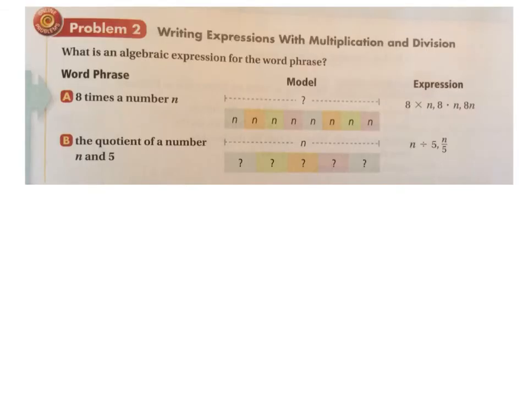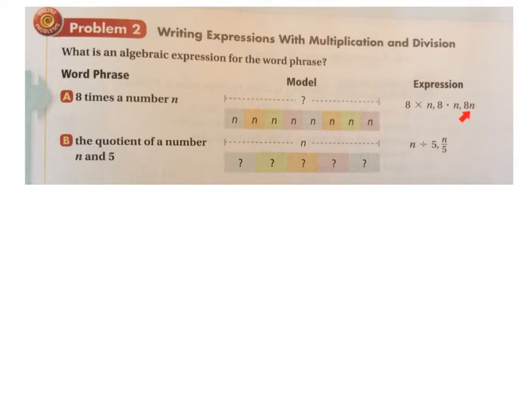Second example out of your book here in chapter 1, section 1. Write an expression with multiplication and division. Notice again we're still doing expressions, so you won't have an equal sign. 8 times a number n. So it's 8 times n. A whole bunch of ways to phrase that.